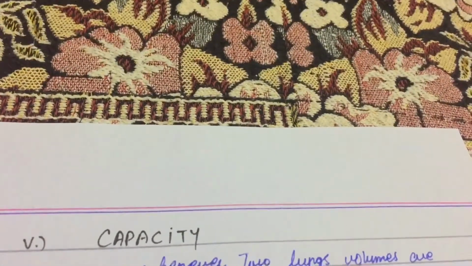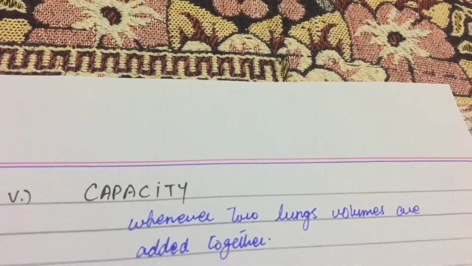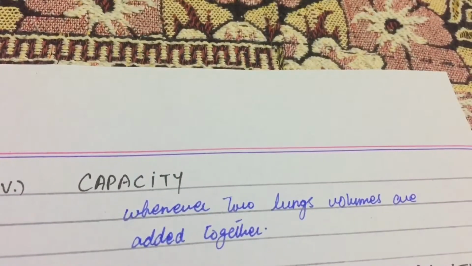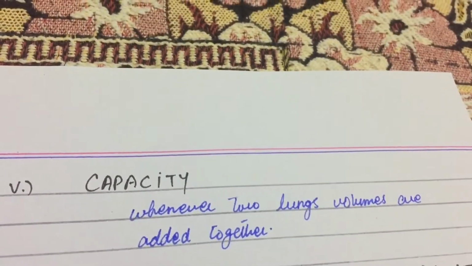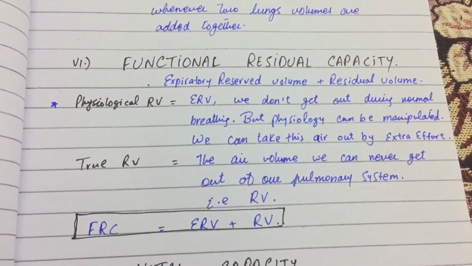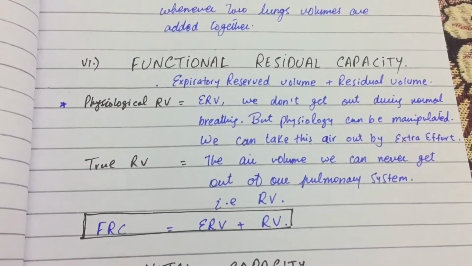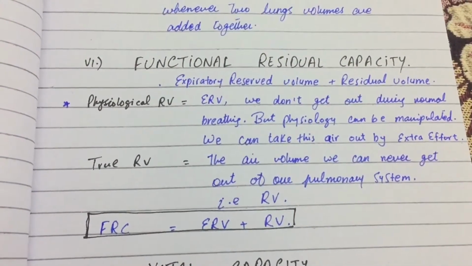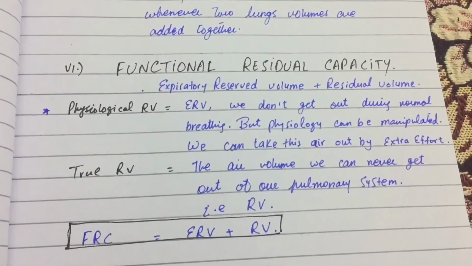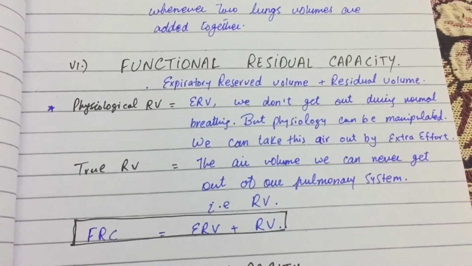What's a capacity? Capacity comes when we're done with all the lung volumes. It's a term that we get after adding two or more lung volumes, and we call it a capacity. By now I believe that you have formed concepts of what the lung volumes are, so we can play this game. We can add different volumes and get a capacity, okay? So first is functional residual capacity. It's the sum of expiratory reserve volume with the residual volume.